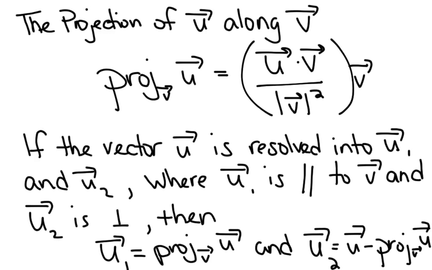If the vector u is resolved or broken into vectors u1 and u2, where u1 is parallel to vector v and u2 is perpendicular or orthogonal to vector v, then we can break it up by writing vector u1 as being the projection of u along v. Vector u2 would be u minus the projection.